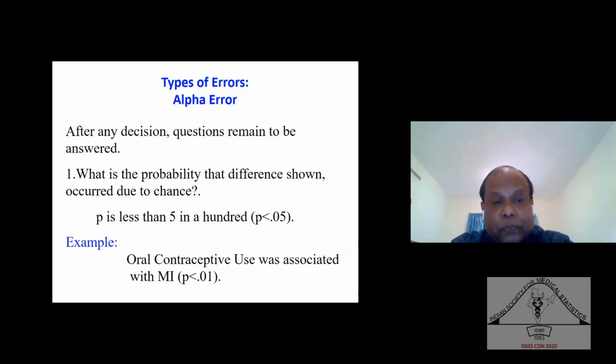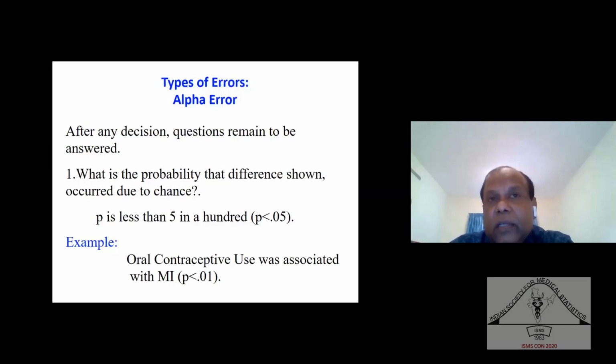What is alpha error? It is the probability that the difference shown occurred due to chance. So what does it mean when we write p less than 0.05? What does it mean to us? Say, for example, after my study I say oral contraceptive use in women was associated with myocardial infarction, with p less than 0.01. What does it mean? That the results could have arisen because of chance error, by chance alone, 1 in 100 times. Still, I may not understand what chance is.